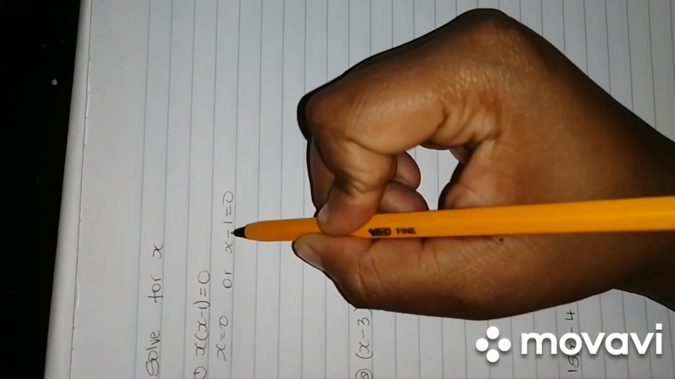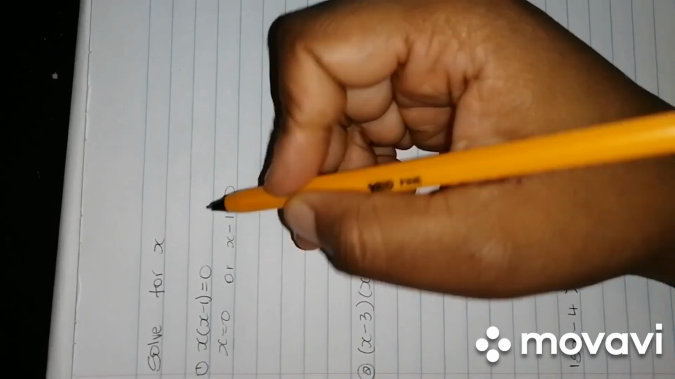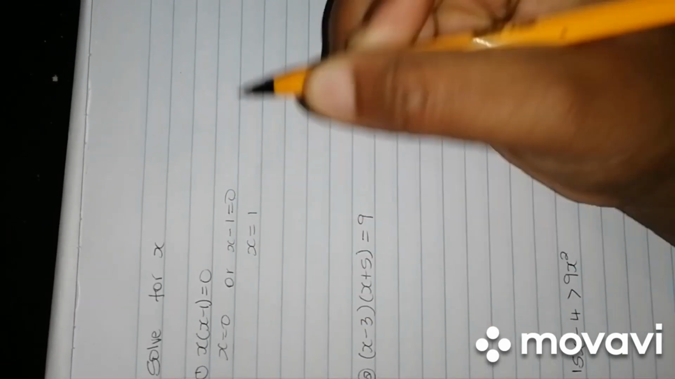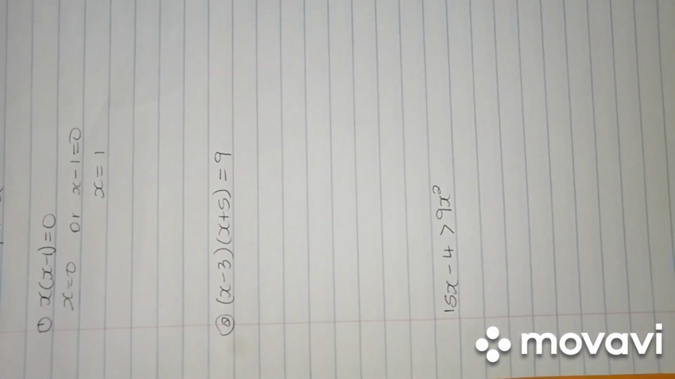So x minus 1 is equal to 0. For this to be equal to 0, x has to be equal to 1. Then you get your 2 marks. Then we move on to the next question.